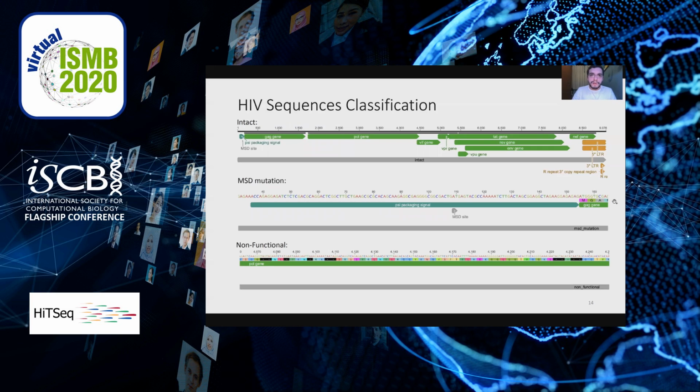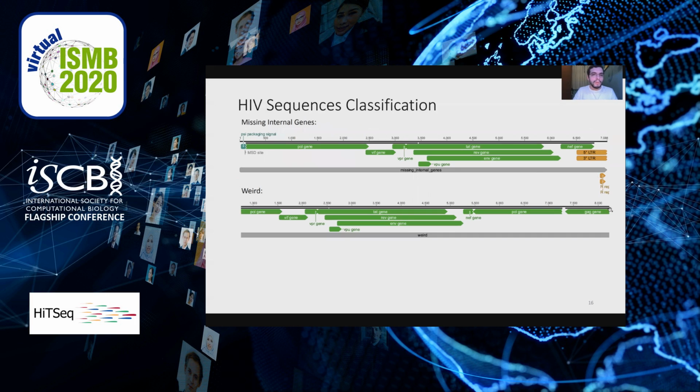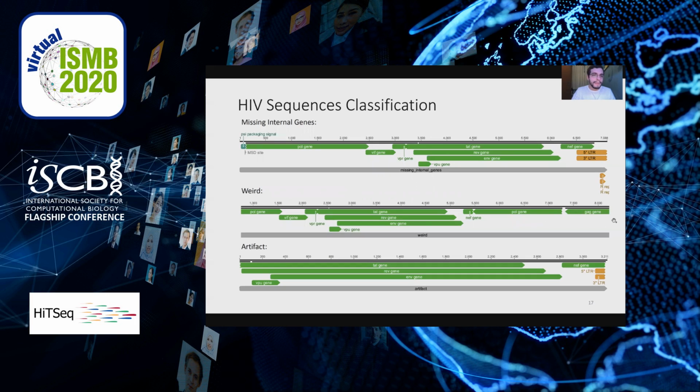We also have the non-functional sequences that have early stop codons in at least one of the genes, represented by the black rectangles. We also have the missing internal gene sequences that present partial or complete deletion of any gene. We also have the sequences that we call weirds, that are sequences that present duplications or inversions of any gene, and the artifacts, that are sequences that in the extremities don't have either the Psi or the LTRs.